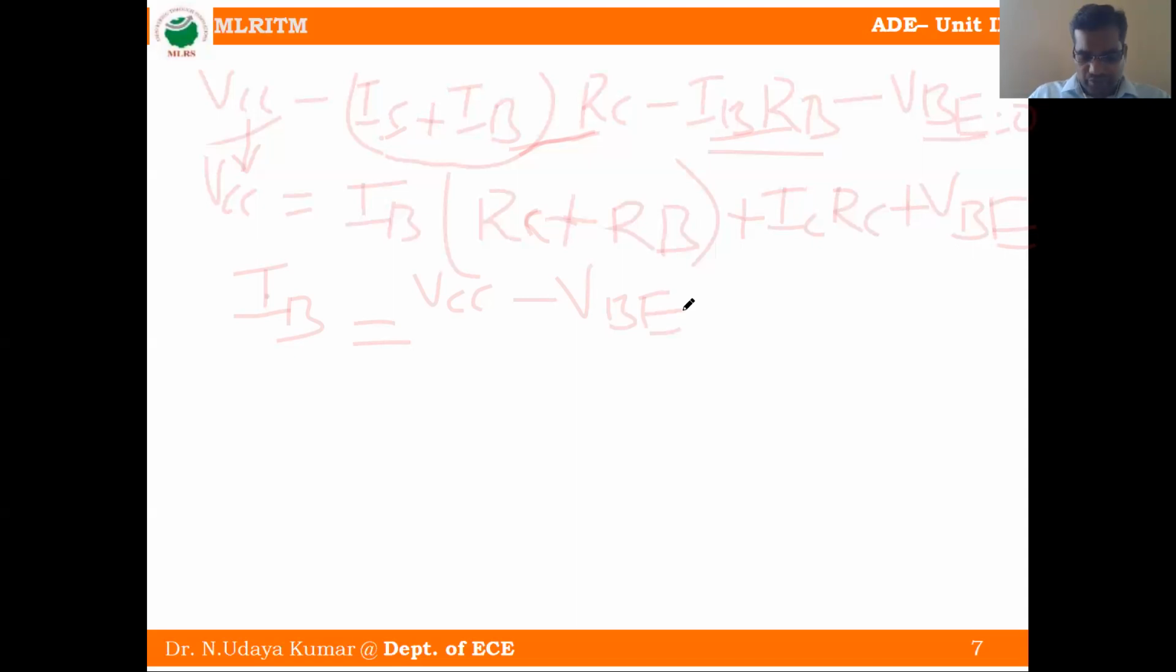VCC minus VBE minus ICRC divided by RC plus RB. Correct? We have to analyze this equation that I wrote. So the VCC term is on the left side, meaning VCC minus VBE, and the other term also comes to the left-hand side, minus ICRC divided by RC plus RB. So IB is equal to this; this is the equation.